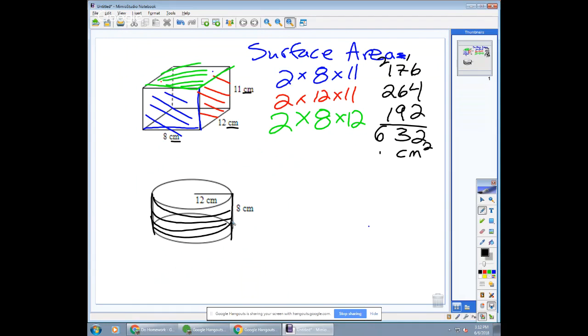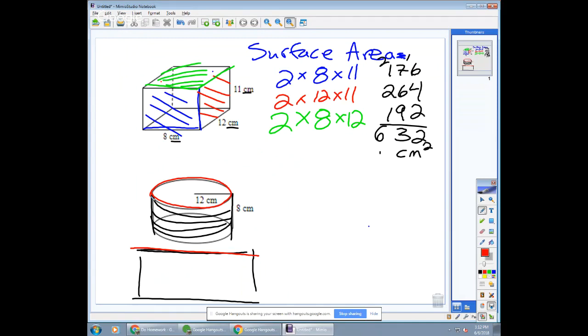So we have 2 circles. We'll deal with those in a minute. And then we have the label, basically the outside of the can. And the length of this, that way, is this piece right there. So I had to cut it and wrap it. How would I calculate that based on given information?